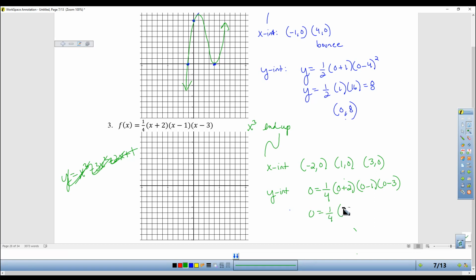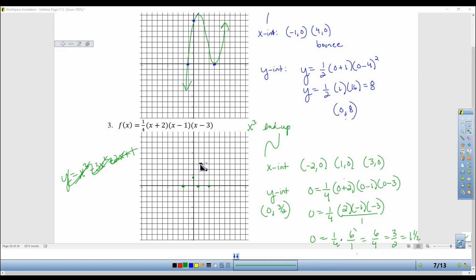So 1/4 times 2 times -1 times -3. If you multiply those three together, you can think of them as one fraction. You get +6. And like I said, if it helps you to make it over 1, you can do that, which would be 6/4, which is 3/2, which is the same as 1.5. So when x is 0, y is 3/2. I also have my -2, my 1, and my 3.